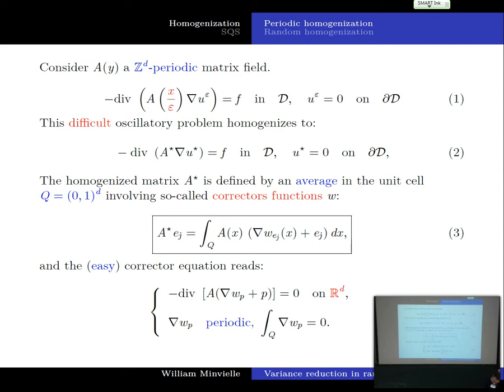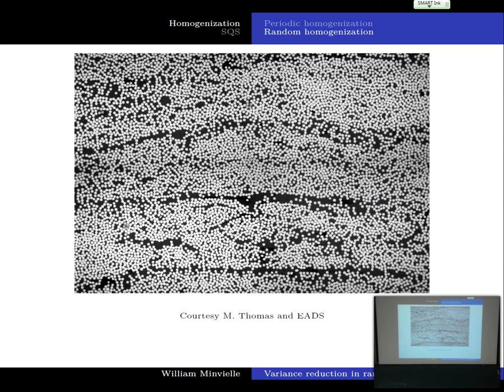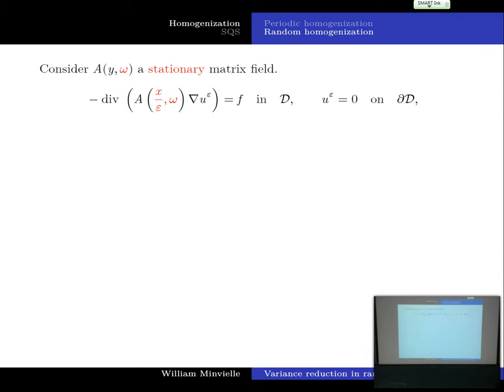So now you come back to the mechanical people, and they tell you that perhaps you've gone a bit overboard by assuming that A was periodic, because this is not so periodic, right? So fibers are missing here. So perhaps you've got some network much more intertwined in some region. So I don't know. Okay, perhaps assuming it was periodic is a bit too much. So let's try to relax this hypothesis.